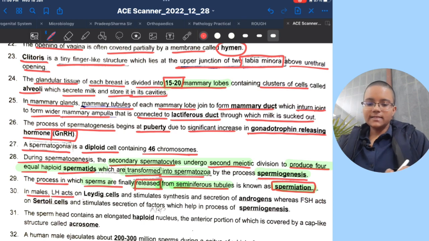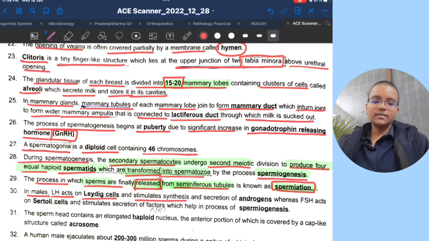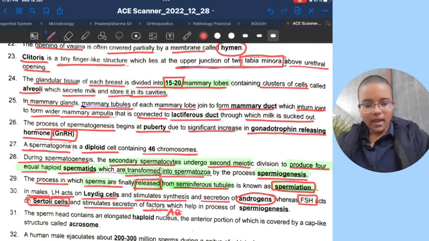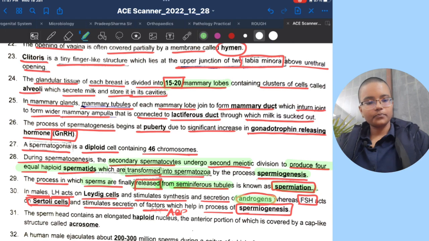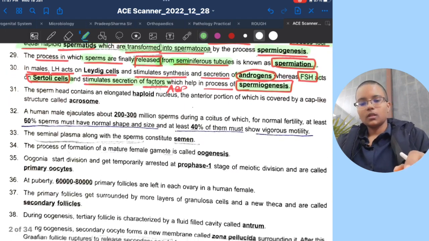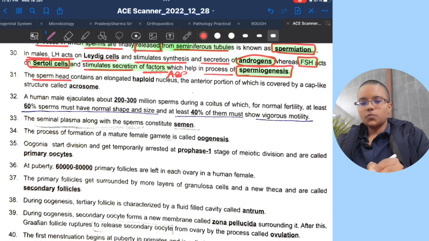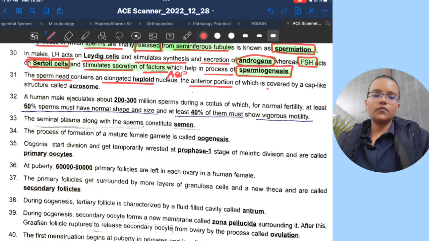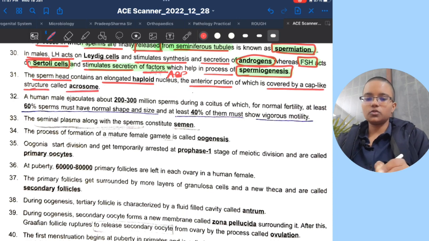In males, LH acts on Leydig cells and stimulates synthesis and secretion of androgens, whereas FSH acts on Sertoli cells and stimulates secretion of factors like androgen binding protein, which helps in the process of spermiogenesis. The sperm head contains an elongated haploid nucleus, the anterior portion of which is covered by a cap-like structure called acrosome.